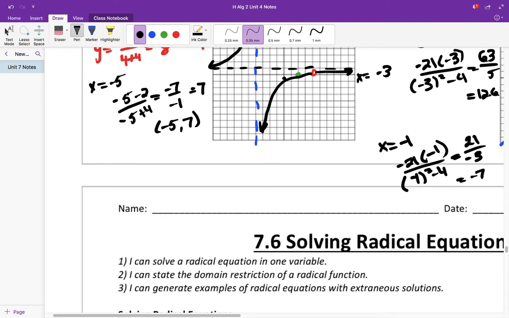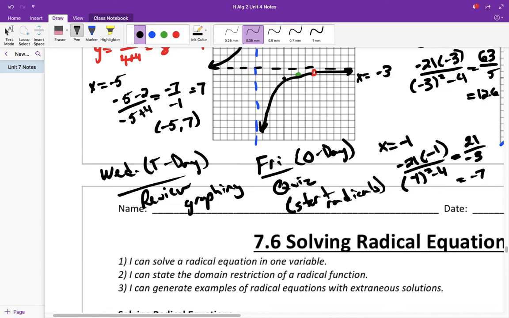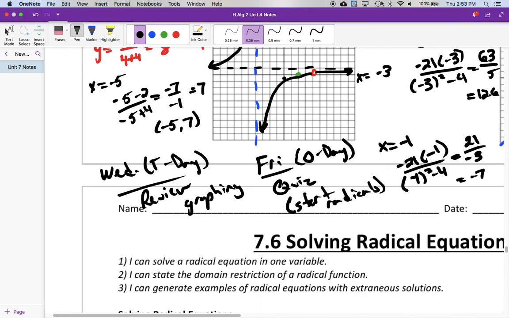As far as our schedule for next week, Wednesday is going to be a tea day for us. So on that day, we're going to do some review of graphing. And then Friday on the block day, so that'll be an O day for us, we won't meet on Thursday. We're going to take your quiz for these sections of the notes, as well as start an intro to radicals. So that's what to expect next week, and I will see you then. Have a great weekend, guys.